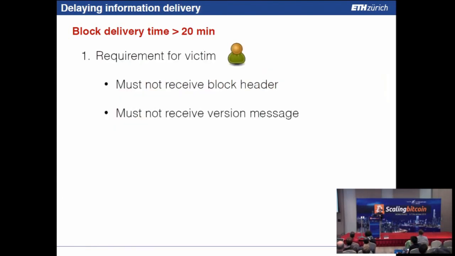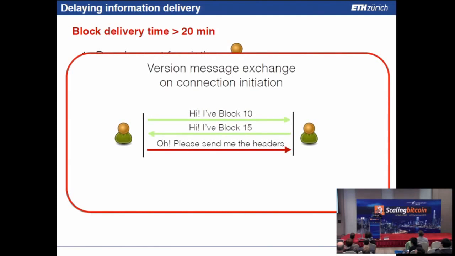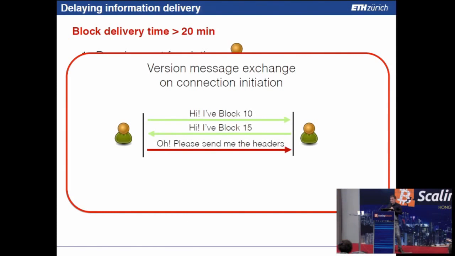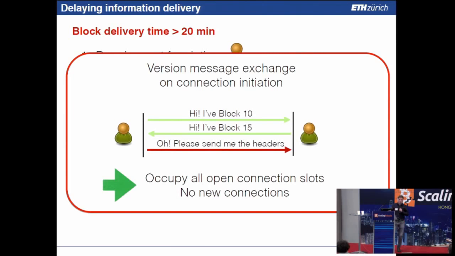The second requirement for this attack to work is that the victim should not receive a version message. Why is that? Because at connection initiation, both peers say, hey, I have block height 10. The other says, oh, I have block height 15. And then one node says, OK, it seems I'm a bit behind, please send me the new header such that I can sync with the latest blockchain. So in order to avoid this version message exchange, we can occupy all open connection slots of a node such that this node does not create any new connections. We don't make any assumptions about existing connections because there won't be any version message exchange.